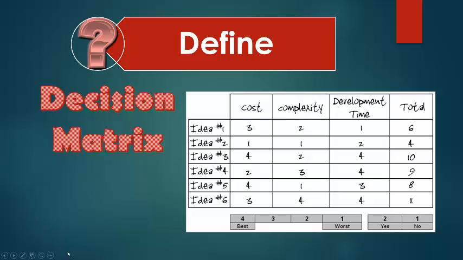The decision matrix is basically a tool that helps us compare a bunch of designs and then decide which ones we should actually proceed with. We do this by having different evaluative areas that we then rate.